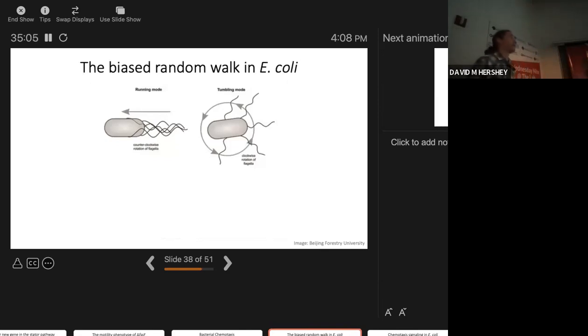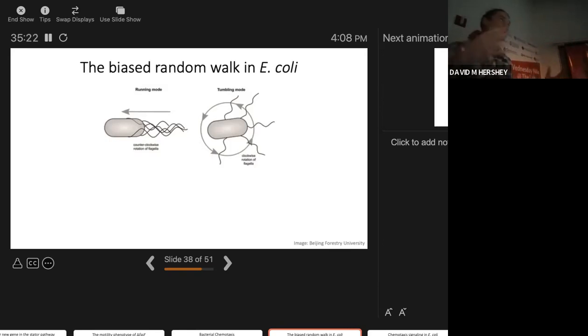So E. coli actually has multiple flagella on every cell. And the default mode for these flagella is to spin counterclockwise, right? And so when all of these flagellar motors are spinning counterclockwise, the filaments bundle up into the superfilament and the cell goes forward, right? This is called running.